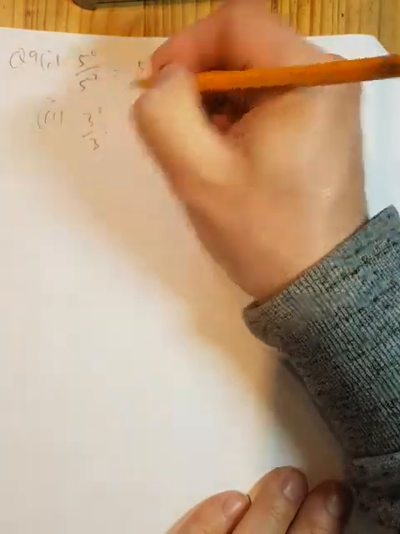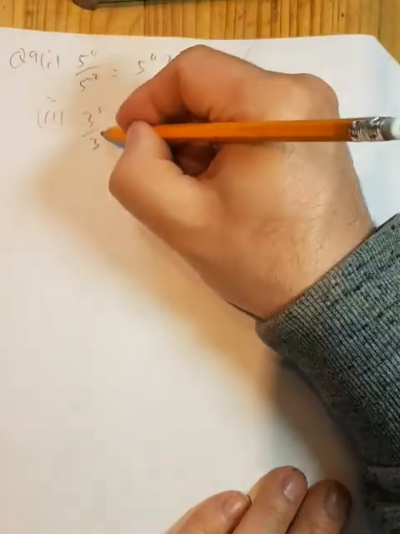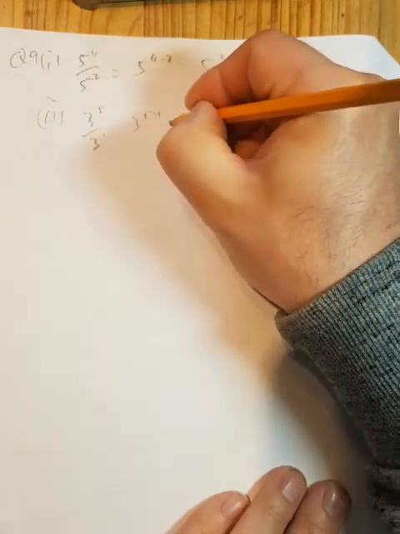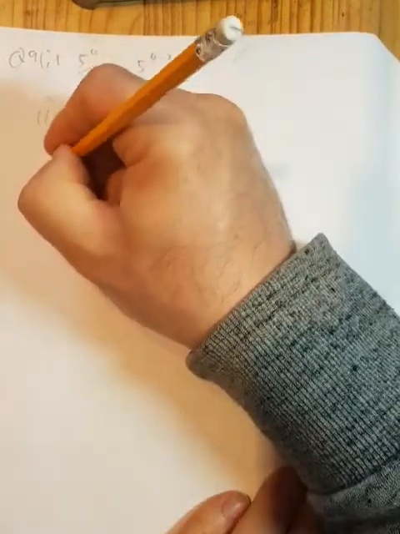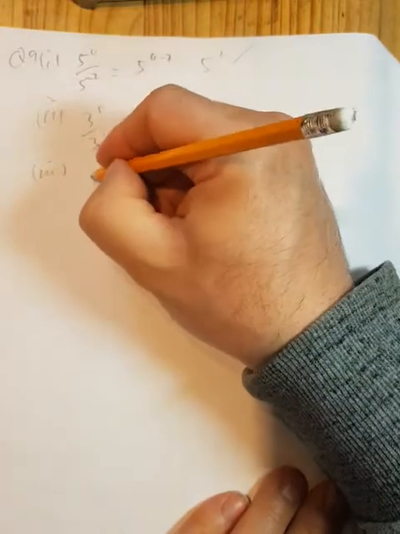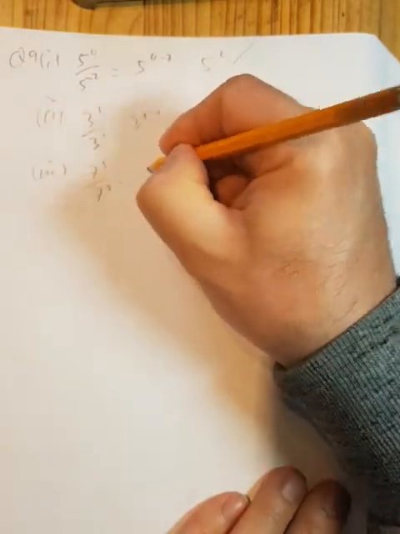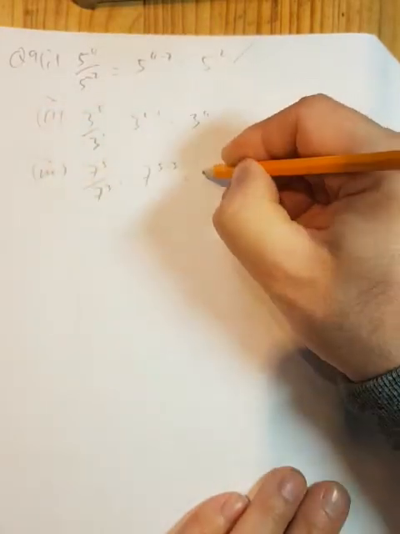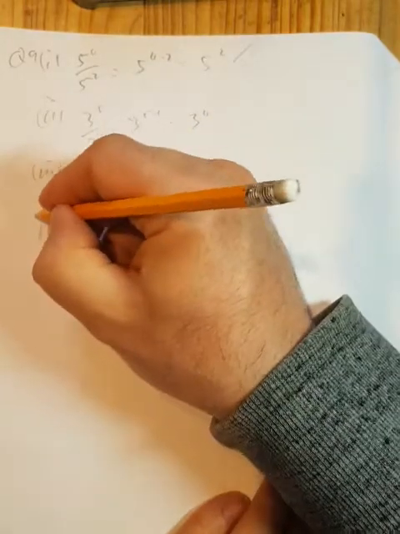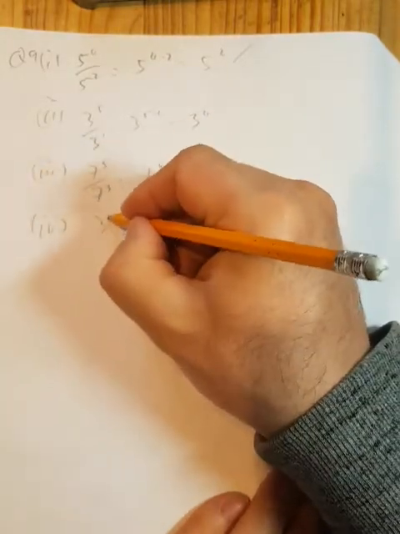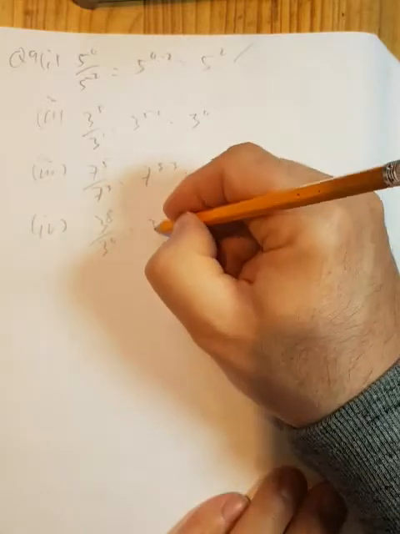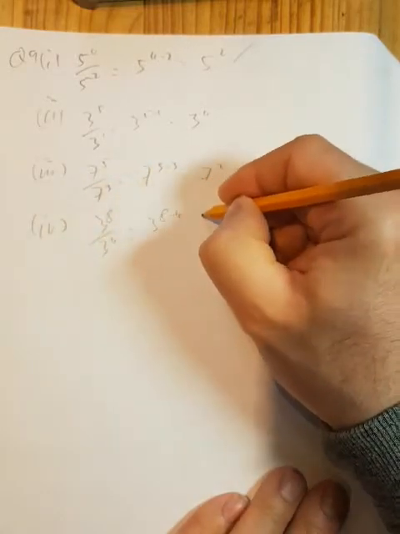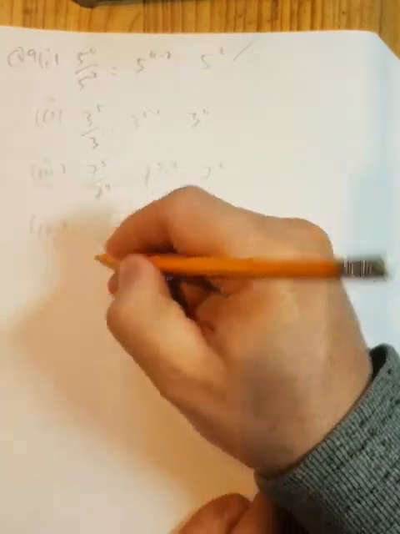3 to the power of 5 over 3. Well, any number without a power is the same as to the power of 1. 3 to the power of 4. 7 to the power of 5 over 7 cubed. 7 to the power of 5 minus 3, which is 7 squared. 3 to the power of 8 over 3 to the power of 4 is the same as 3 to the power of 8 minus 4, which is 3 to the power of 4.